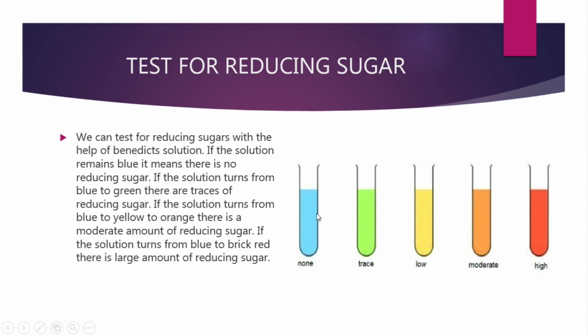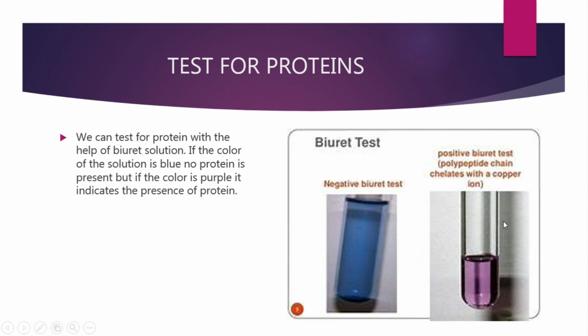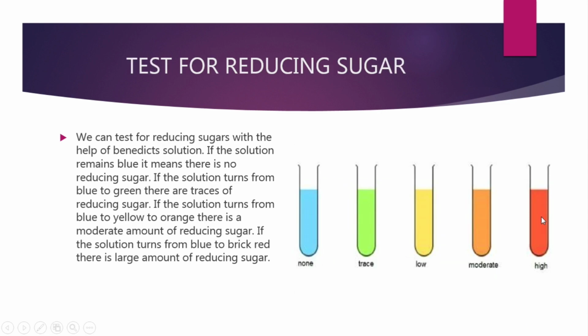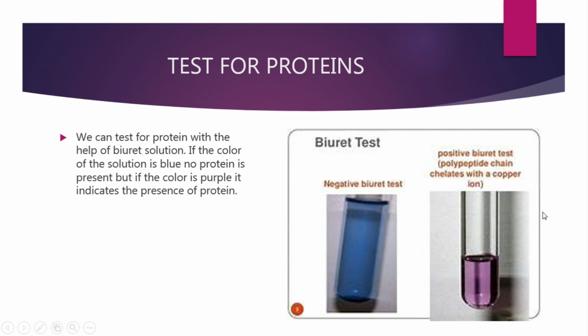As you can see here, the Benedict solution present in the first test tube is blue, so this means there are no traces of reducing sugar. But in the second one, the solution is green, so there are traces of reducing sugar. The third one is yellow, so there is a low amount of reducing sugar present. The fourth one is orange, which means there is a moderate amount of reducing sugar present. And the last one is red, which means there is a high amount of reducing sugar present.